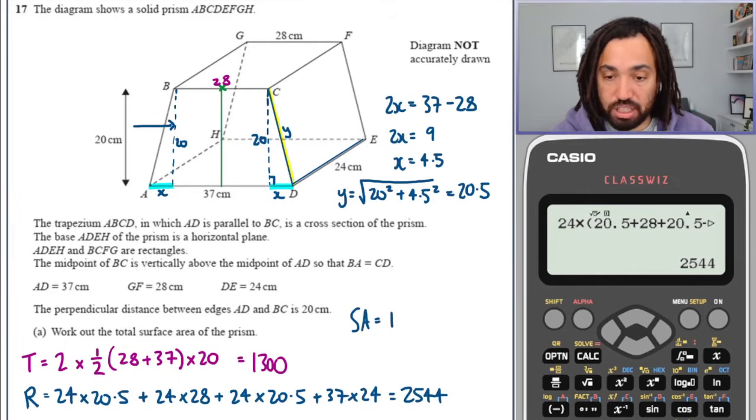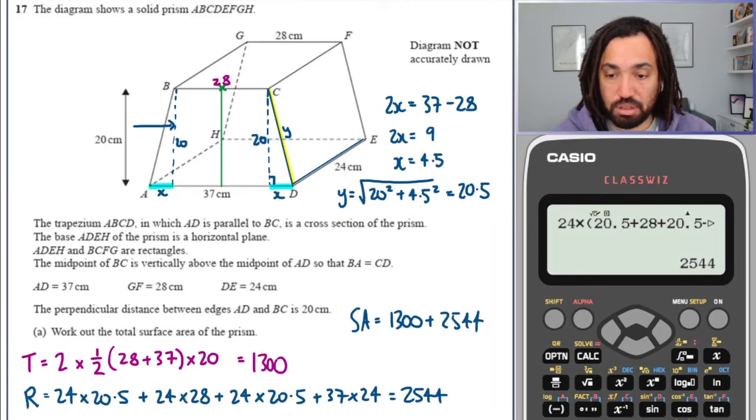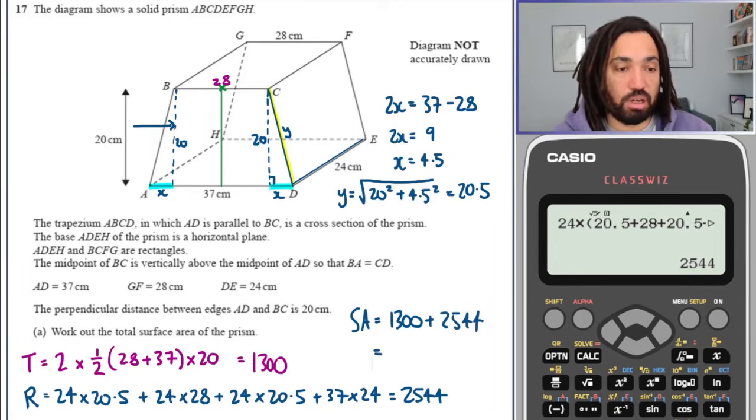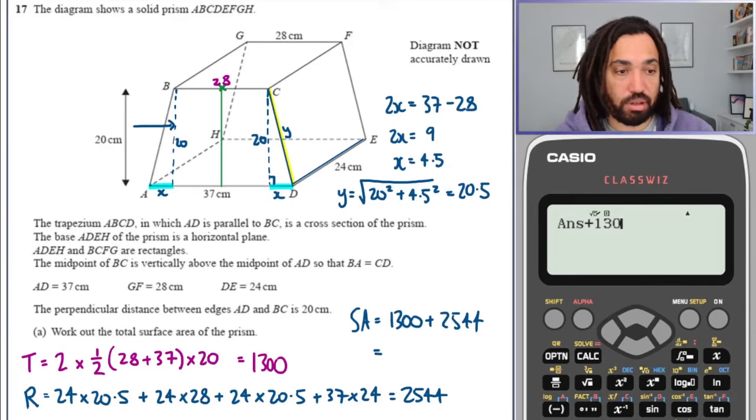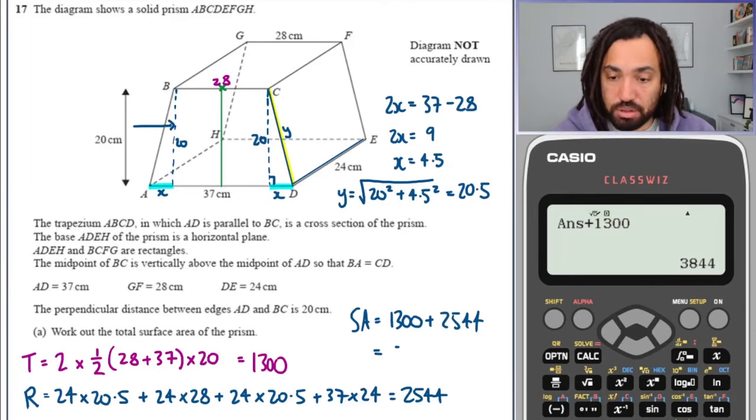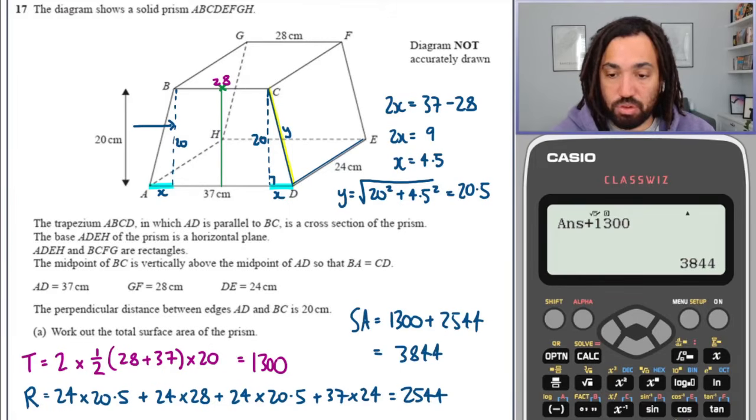The total surface area is the 2 trapeziums plus the 4 rectangles. And that covers the whole area of the shape. So we get 3844 centimeters squared. Bosh.